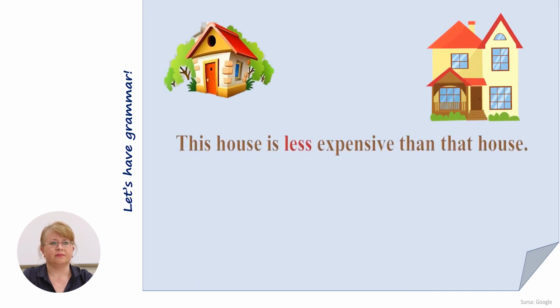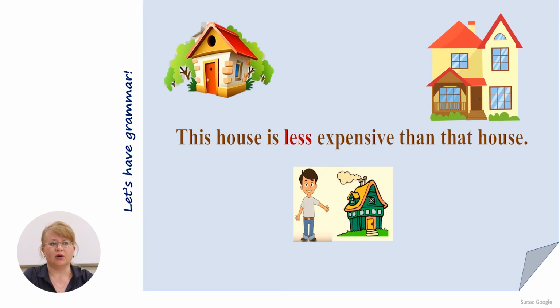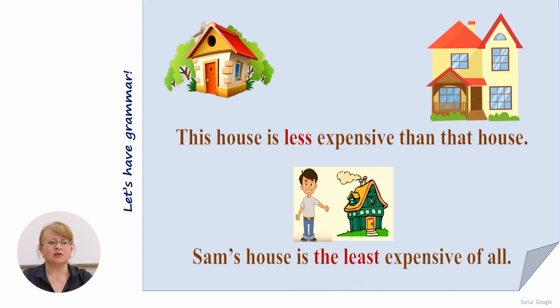What is next? We have antonyms for the words more and the most. For example, this house is less expensive than that house. It means less expensive, so not so much. We have more expensive and less expensive. Then the antonym for the most, if speaking about Sam's house, is the least expensive of all. Remember, Ben's house is the most expensive. Sam's house is the least expensive. Alright?